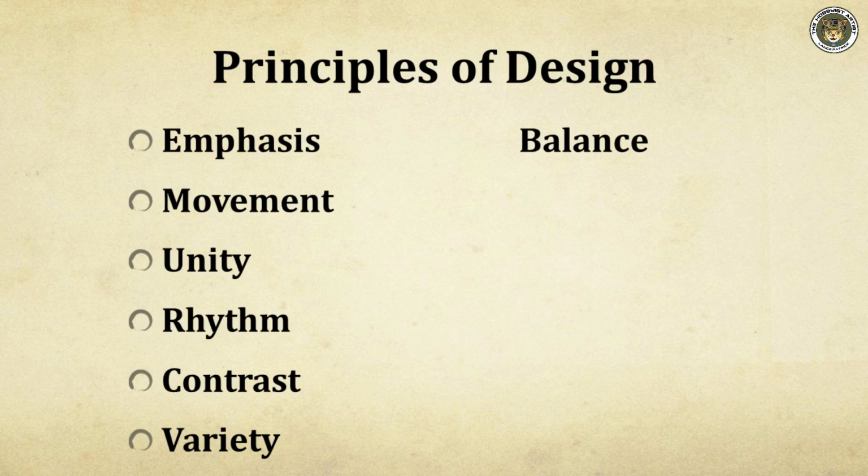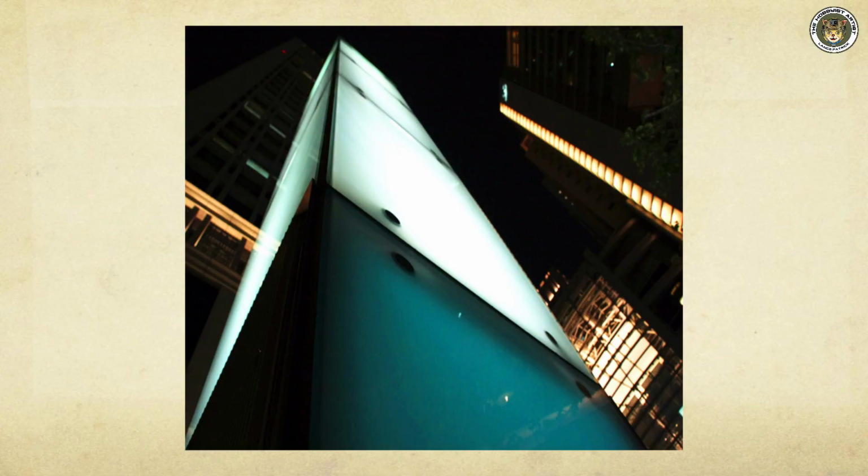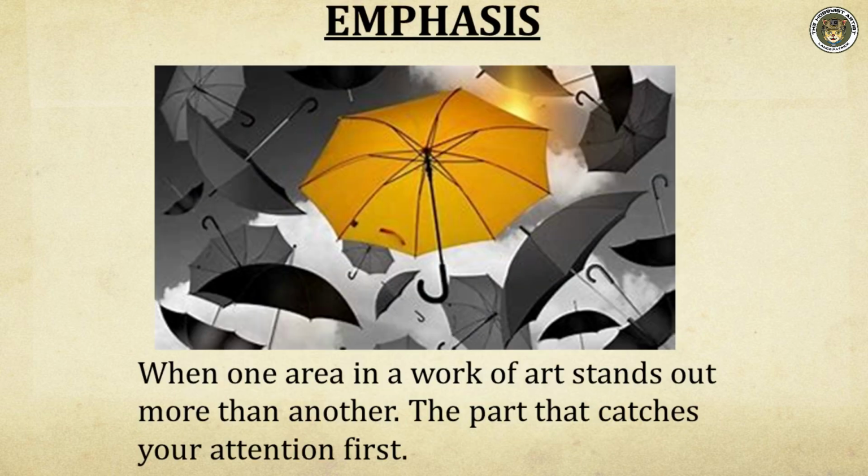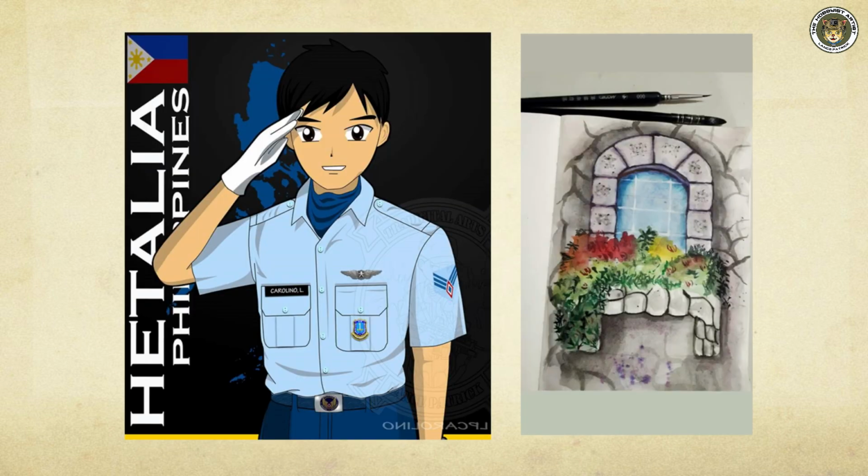Okay, let's go now to the principles of design. Here are the contents under the principles of design. We have emphasis, we have movement, we have unity, the rhythm, contrast, variety, and balance. Okay, principles of design. Number one, we have the emphasis. When one area in a work of art stands out more than another, the part that catches your attention. So that is emphasis. Example of emphasis, yung pinaka naka-highlight na object.